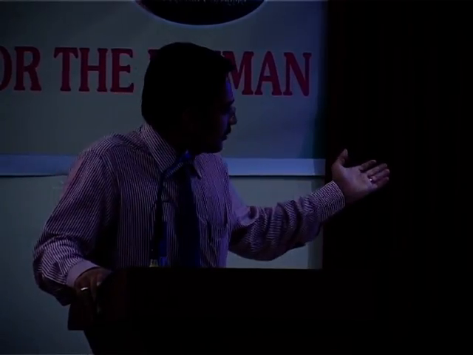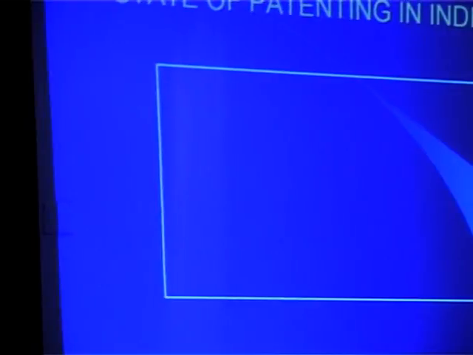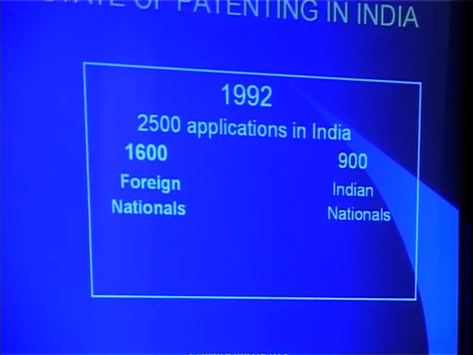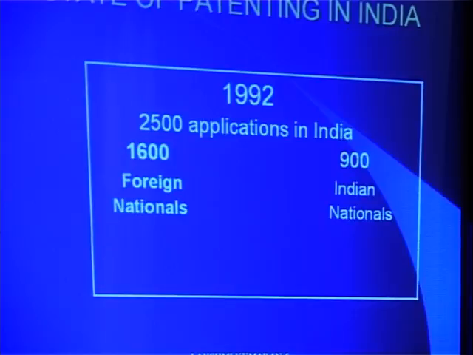Yeah, next. IPR, mergers and acquisitions and joint ventures. How they work in different areas. TVS, Bajaj, Tata Motors. There are different states of patenting in India. In 1992, 2,500 applications in India. 1,600 were foreign applications, 900 were Indian national.